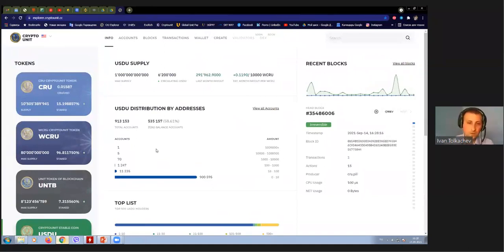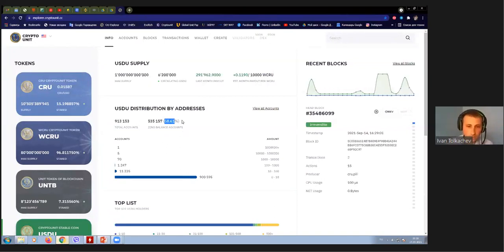USDUs are a stable coin which are equal one-to-one with the dollar, backed by real assets, by real dollars. It is planned to have a maximum issue of 1 trillion USDUs, and 6.2 million USDUs are in circulation, meaning that the company has real money on their accounts to back 6.2 million USDUs. And last month $291,962 were paid out in USDUs for profit bonus, loyalty bonuses, and so on.